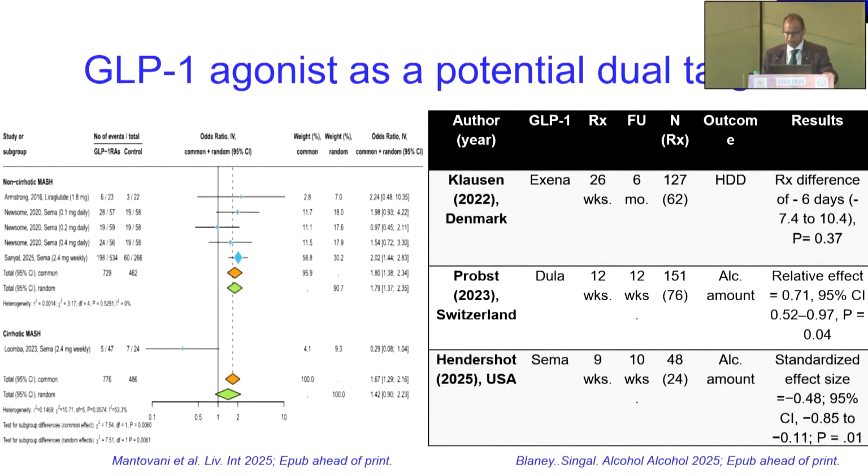It is expected this month in Alcohol. And these 3 randomized controlled trials are showing a very heterogeneous benefit of GLP-1. So it's a potential target, but it's not the best target. For example, one trial studied exenatide, the other trial studied dulaglutide, and the third trial studied semaglutide. And 2 of these trials were positive, 1 trial was negative. And the sample size is very small, as you can see, about 62 patients, 76 patients, and 24 patients receiving the medication.